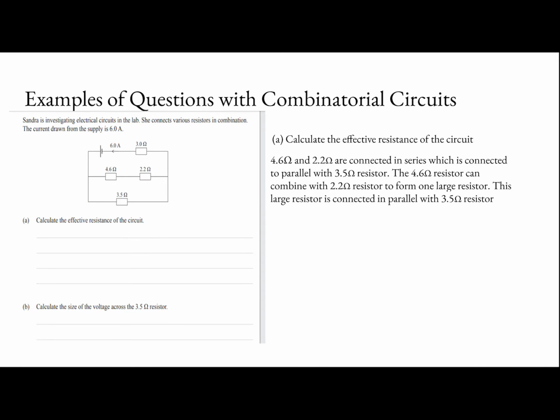So basically what I've said here, the 4.6 ohm and 2.2 ohm are connected in series, which is connected in parallel with the 3.5 ohm resistor. The 4.6 ohm resistor can be combined with the 2.2 ohm resistor to form one large resistor. So this is basically series, just adding them up, R total equals R1 plus R2. This large resistor is connected in parallel with the 3.5 ohm resistor. So we say 4.6 plus 2.2 is 6.8 ohms. And 1 over RT equals 1 over R1 plus 1 over R2. If we substitute these numbers in, RT should come out to be 2.31 ohms.